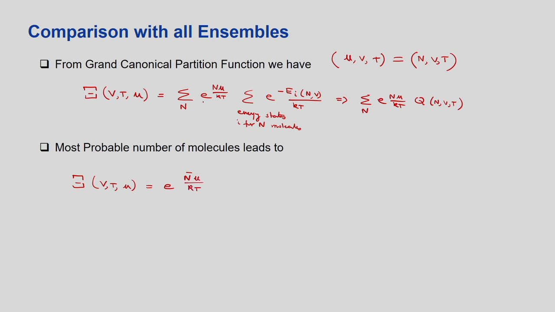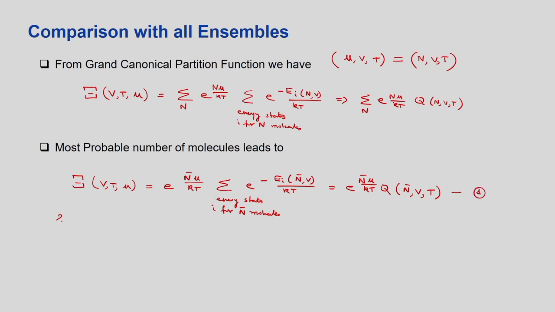So I can take this expression outside because that is the average number of molecules. Then again, summation over energy states i for n bar molecules. So it will be e to the power of minus E_i n bar V by kT, same thing. So this becomes e to the power of n bar mu by kT into Q of, instead of NVT, it will become n bar VT.